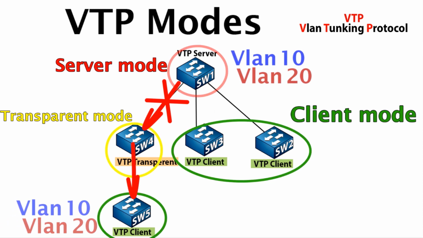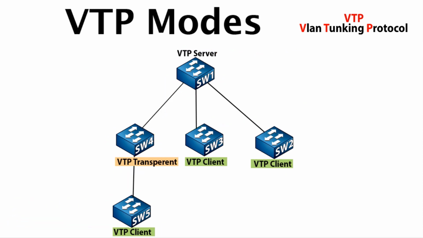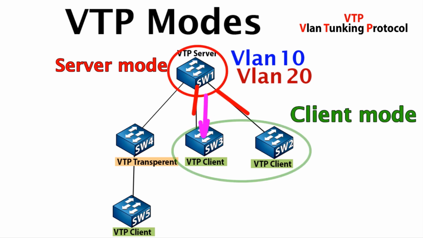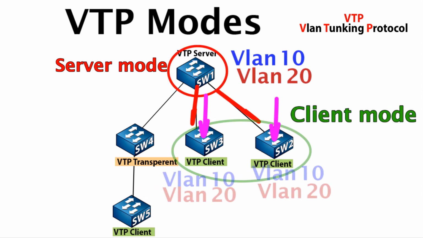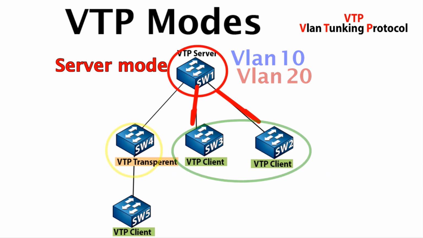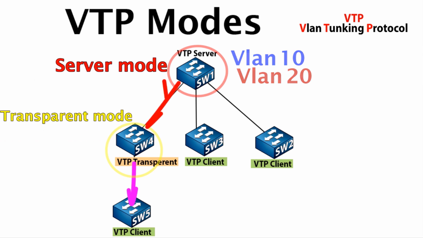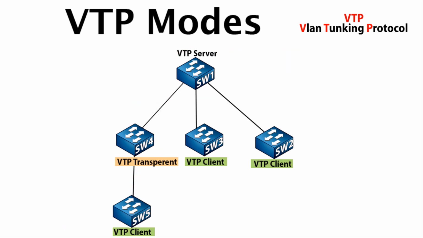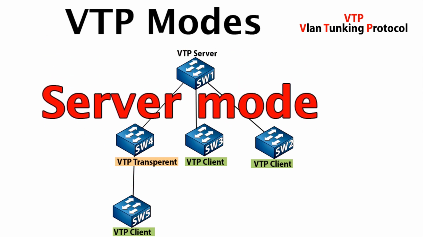on to the client device that it is connected to. In the example before us, switch 1 is in server mode, and this is where we will create the VLANs. Switch 2 and 3 are in client mode, meaning they will take the VLANs that I created on switch 1 automatically. Switch 4 is in transparent mode, meaning it will not take the VLANs from switch 1, but it will pass them to the fifth switch. It will remain in server mode originally.